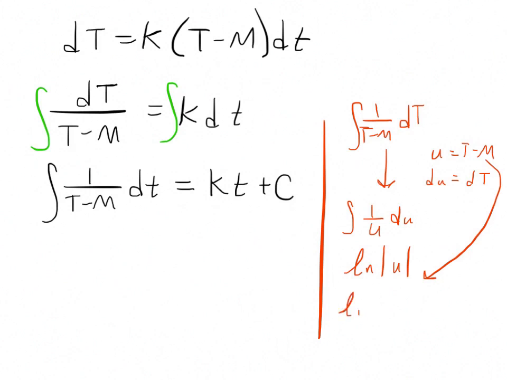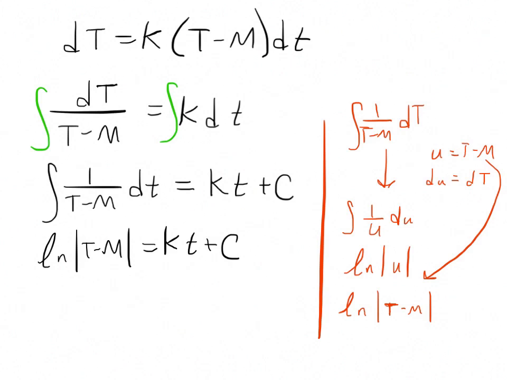So the left side is going to be the natural log of t minus m. I know this is complicated because there's just letters everywhere, but look at that and make sure that you're comfortable with that. Pause and go back if you need to. So the left side is the natural log of t minus m equals kt plus c.